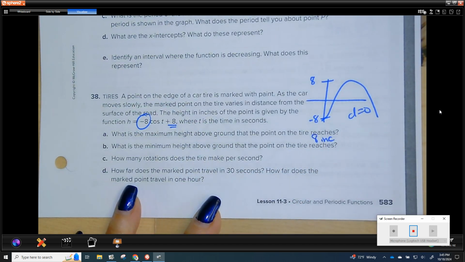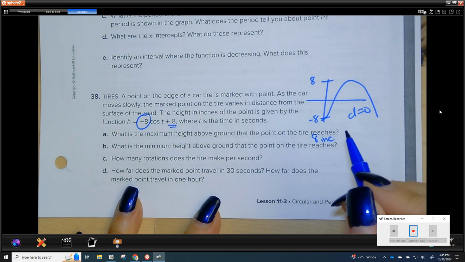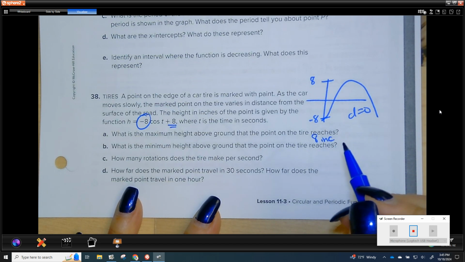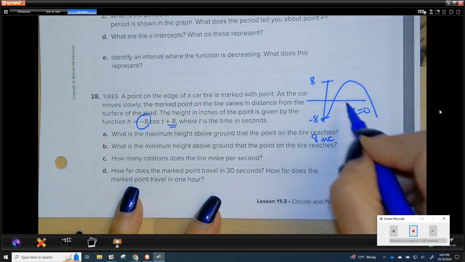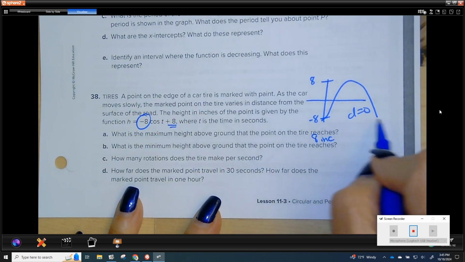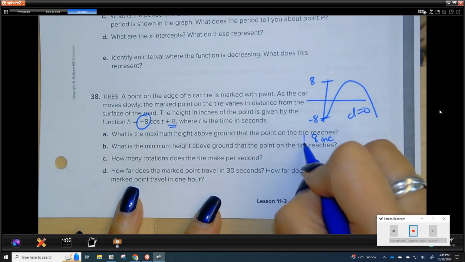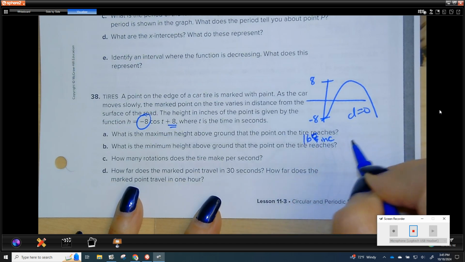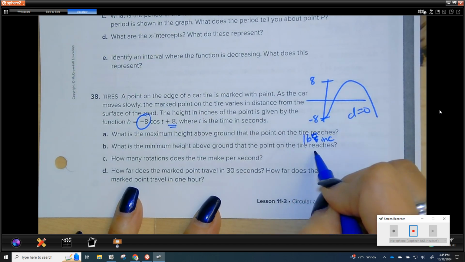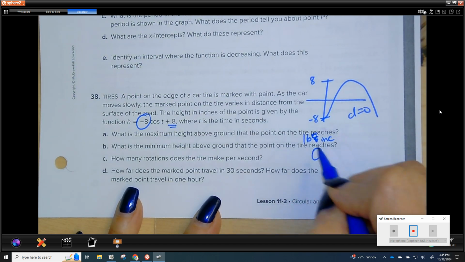What's the minimum height? Oh no, maximum is 16 because it's a circle. So you're on the ground, you're not below the ground, so it's 16 inches. The minimum height is 0, right? It's a tire cycling, so it gets to the ground.